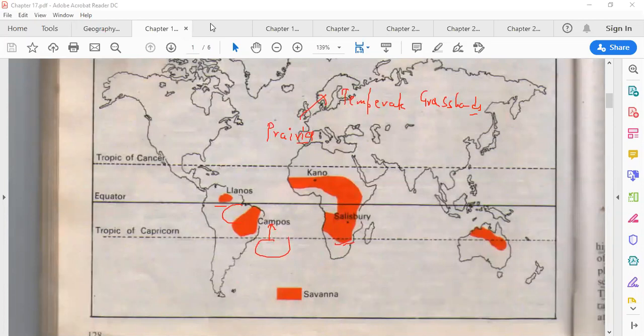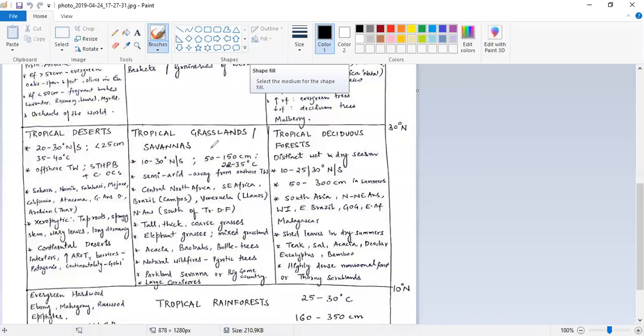Cool. Now, shall we see some more features? 10 degree to 30 degree north as well as south. Rainfall is between 50 to 150 centimeter. Semi-arid away from the onshore trade winds. In Brazil, Campos is there. In Venezuela, Llanos is there. And these are thick grasses. In these areas, lions are found because lions are found in grasslands. And that's it. We don't need to go too deep into detail.